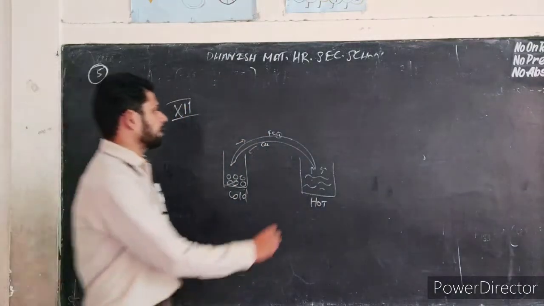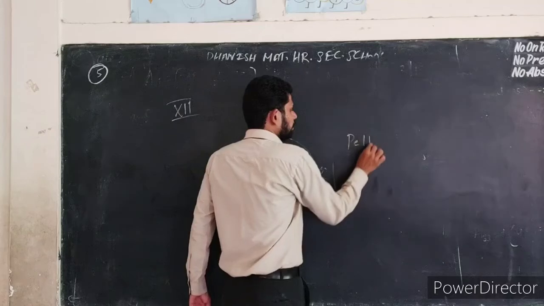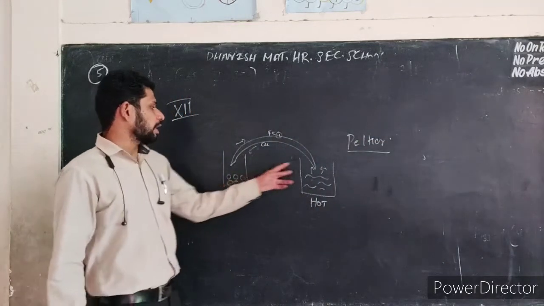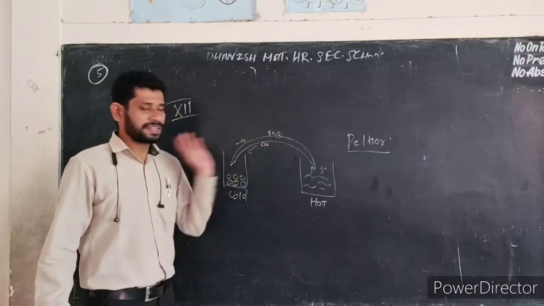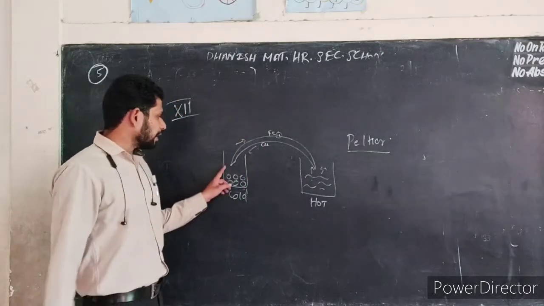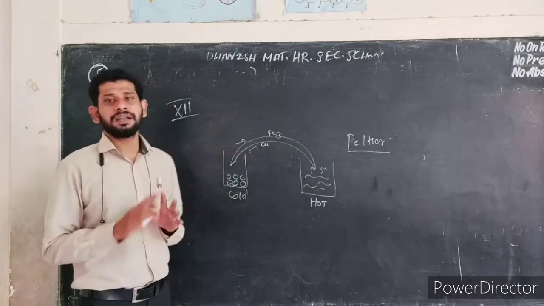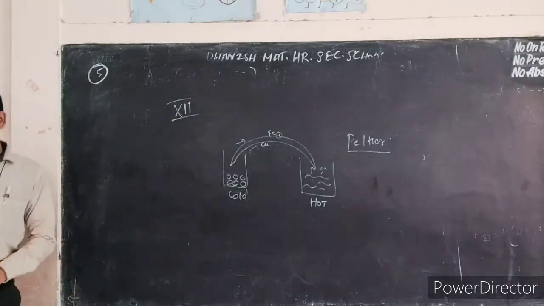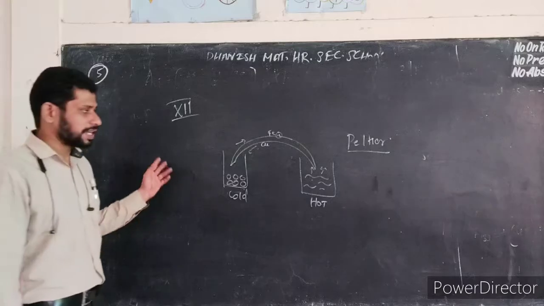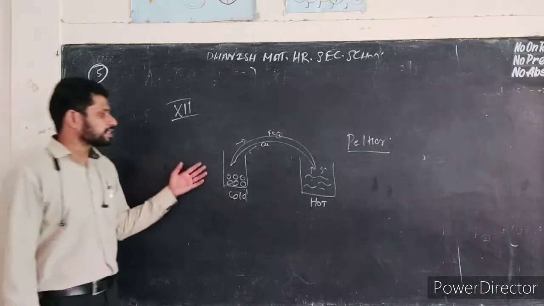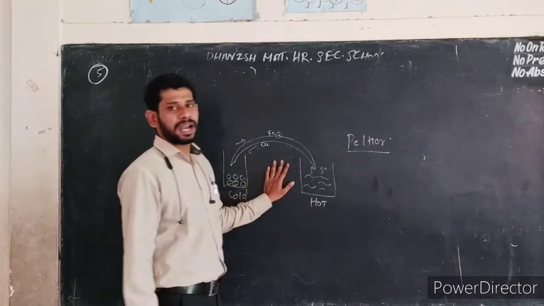Next, the Peltier effect. This is an easier one. What is the Peltier effect? When two dissimilar metals are kept at two different junctions, heat is evolved at one junction and absorbed at the other junction. That is called the Peltier effect. What is the Peltier effect? When an electric current passes through the circuit of the thermocouple, heat is evolved at one junction and heat is absorbed at another junction.